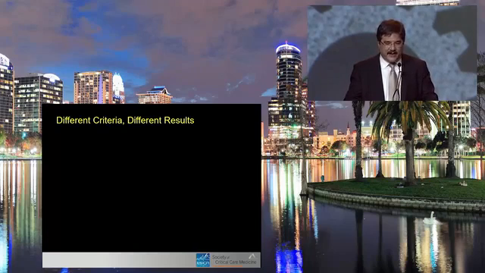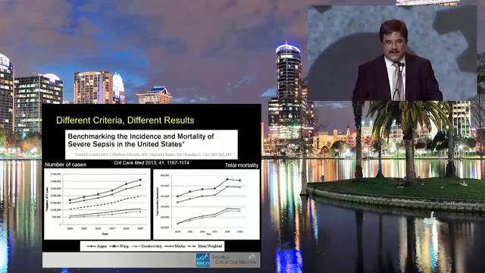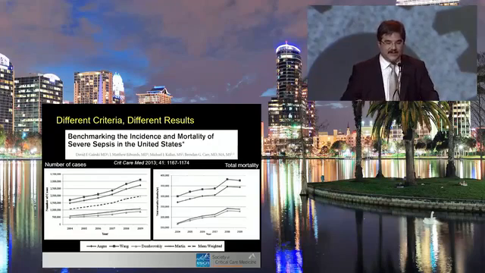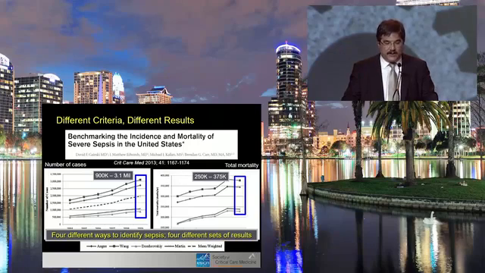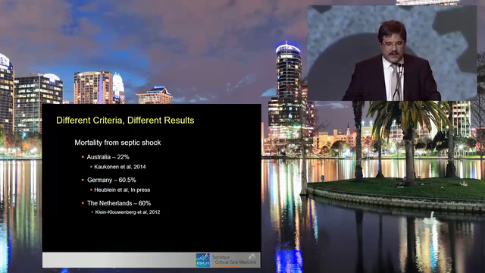Dr. Shankar-Hari will expand on this a little bit more, but this is a study by Gajewski and others benchmarking the incidence and mortality of severe sepsis in the United States. This is 4 different sets of criteria for identifying patients with septic shock, and they lead to very divergent results. In terms of incidence, anywhere between 1 million and 3 million. In terms of mortality, anywhere between 250,000 and somewhere in the neighborhood of 375,000. So again, you can see that simply by using different criteria to identify patients, the results are very divergent.